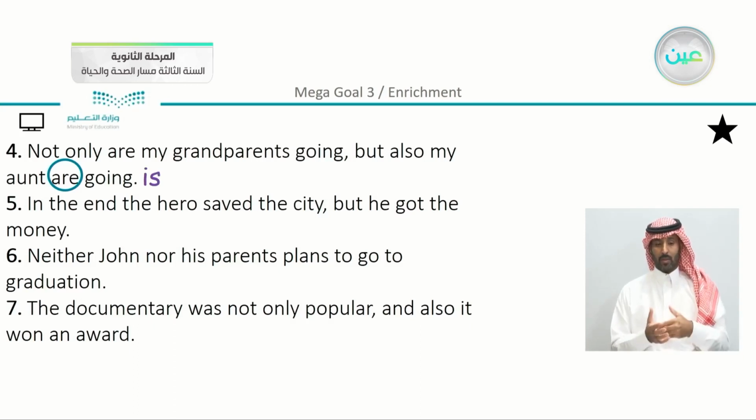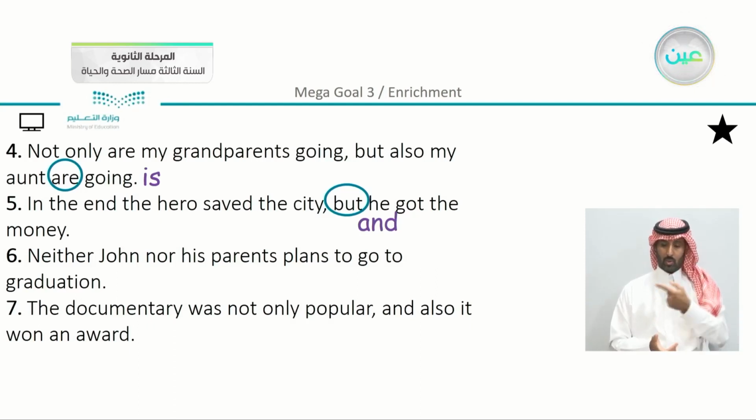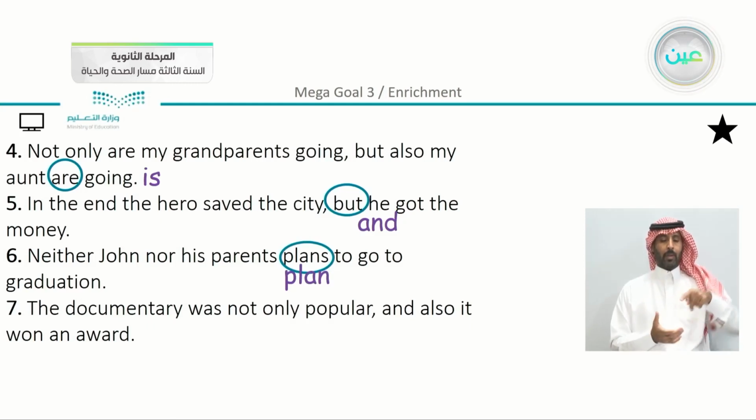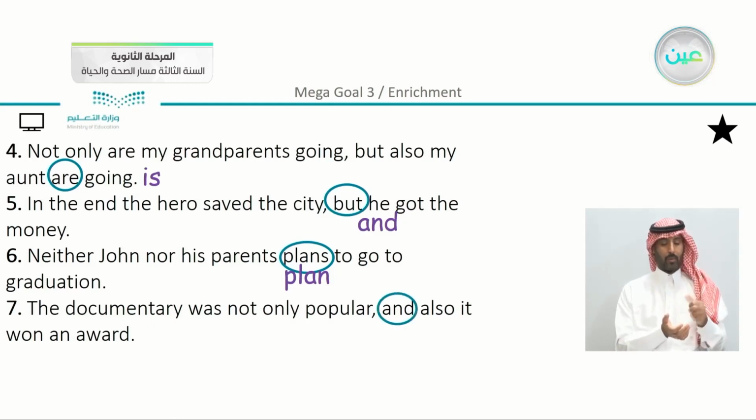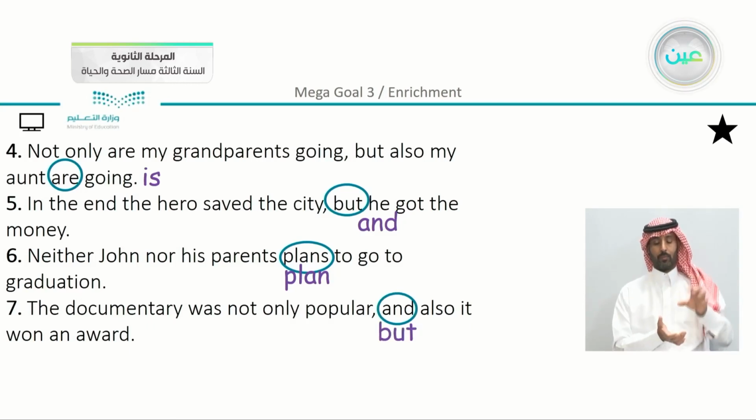In the end, the hero saved the city, but he got the money. So using but here is incorrect as a coordinating conjunction. We have here and. Neither John nor his parents plans to go to graduation. So we have here plans is incorrect. We are using plan instead. The documentary was not only popular and also it won an award. So since we have here not only, using and is incorrect, we are going to replace it with but.